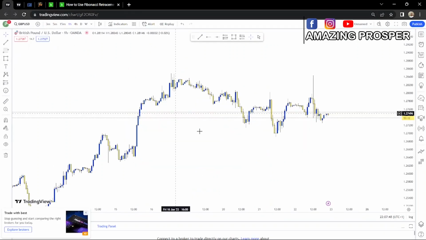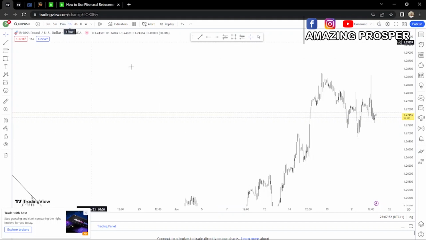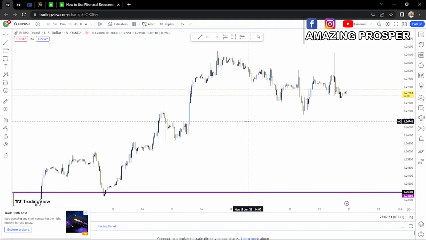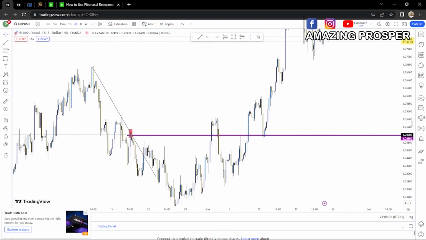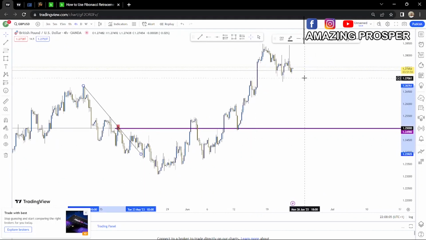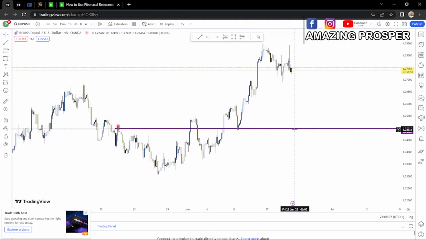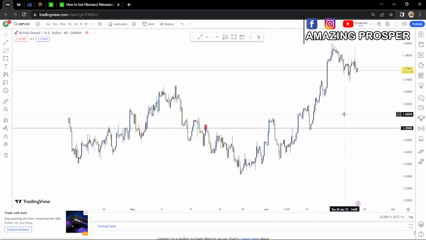As I said earlier, I'm going to be using GBP USD. This is the 1 hour time frame. Fibonacci retracement level works on every time frame. It depends on which time frame you choose to use. So let's use 4 hour. Let me show you guys how it works here. This is the chart that I'm going to be using to show you how it works.